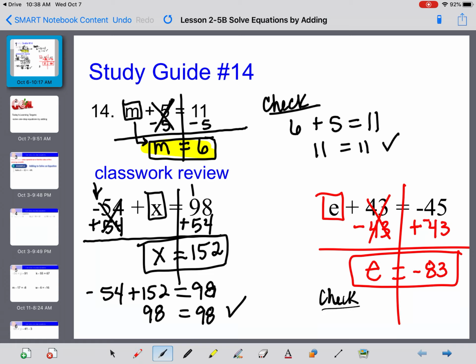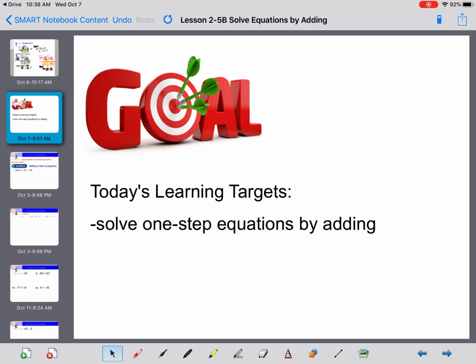Make sure that you check every single problem. And so negative 83 is my E value, plus 43, does that equal negative 45? A negative plus a positive, I subtract the two numbers and do a side problem, but you've already done it, so you know it does equal negative 45. So this is my solution.